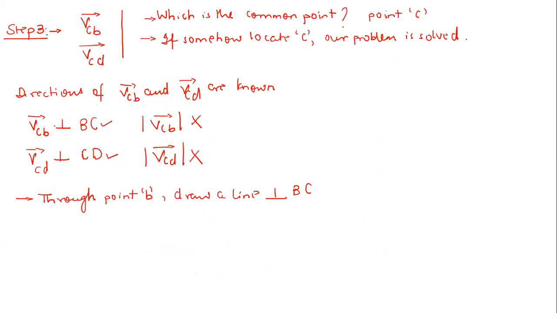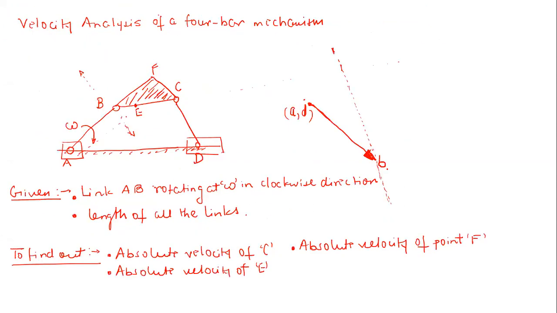Now let us come to the other one. Again, we know that the VCD vector is perpendicular to CD. So through point D, draw a line perpendicular to CD. So this is your CD length, and now through point D, you have to draw a line which is perpendicular to CD. So this is very easy.